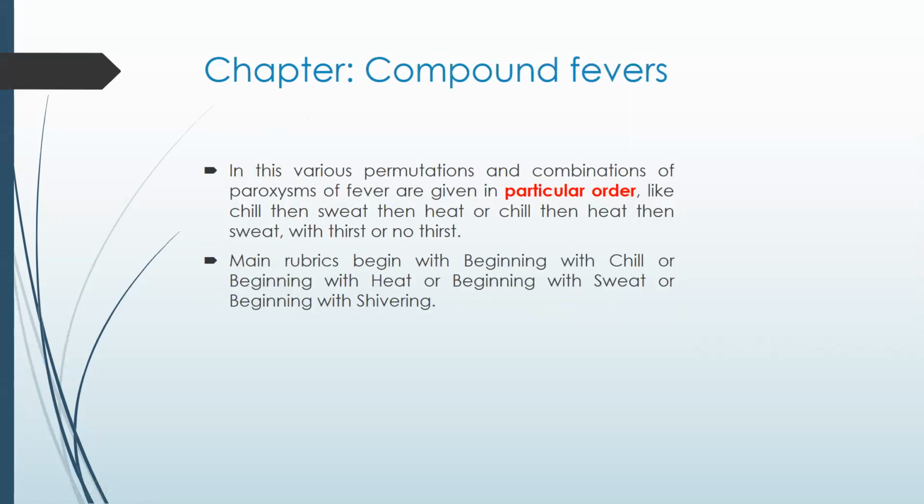There's a chapter of compound fevers in BBCR. In this, there are various permutations and combinations of paroxysms of fever given in particular order, like chill, then heat, then sweat, or chill, then sweat, then heat, with thirst, without thirst. All these permutations and combinations are given in compound fever. So main rubrics beginning with chill, or beginning with heat, beginning with sweat, or beginning with shivering. So chill followed by heat or sweat or shivering, whatever the case may be, you can look in the chapter of compound fever of BBCR.